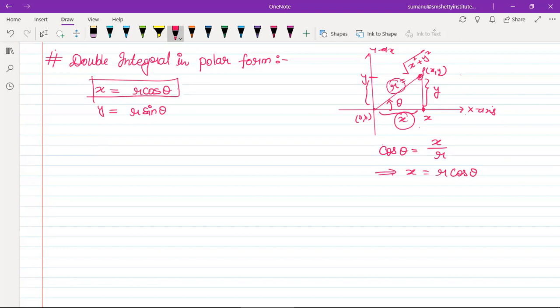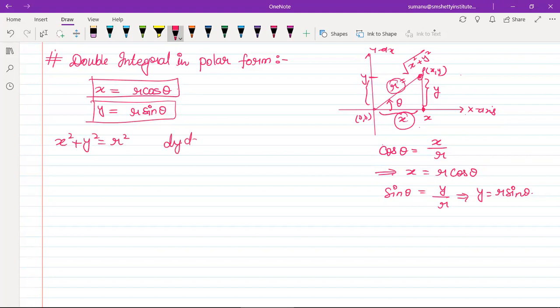Yes, ma'am. So this I had explained already when we were doing complex numbers, when we were converting Cartesian form into polar form. Similarly, what is sine theta? Opposite side upon hypotenuse. So what is the opposite side? It is y upon r. So y we will get as r times sine theta. So this is what I have got, right? And x square plus y square will be r square. And also dy dx is there, so that we will replace by r times dr d theta. I hope these things are clear to all of you.